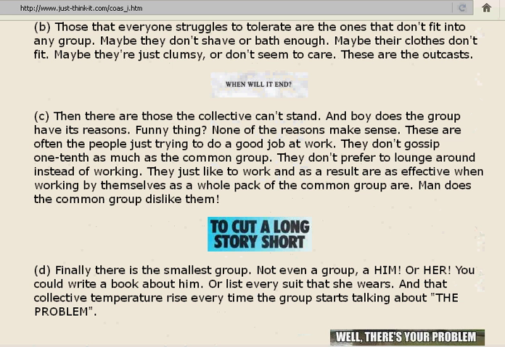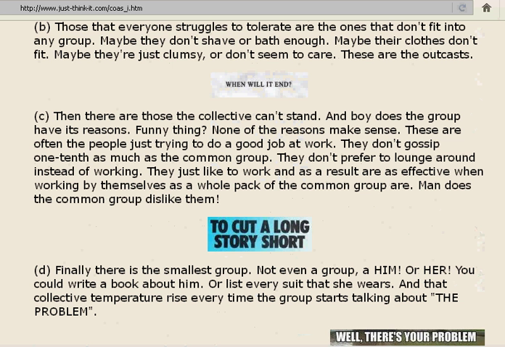Funny thing, none of the reasons make sense. These are often the people just trying to do a good job at work. They don't gossip a tenth as much as the common group. They don't prefer to lounge around instead of working. They just like to work and as a result are as effective working by themselves as a whole pack of the common group are. Man, does the common group dislike them.